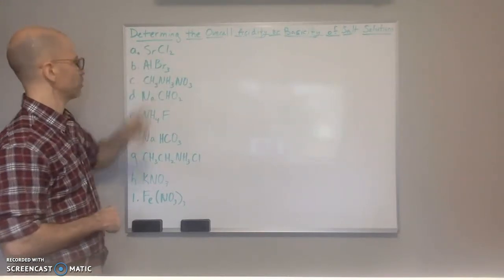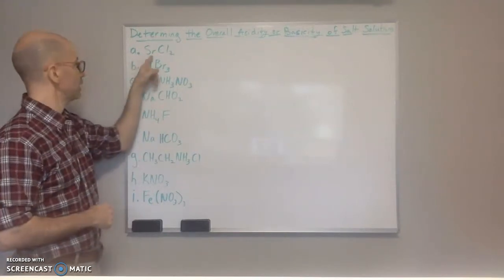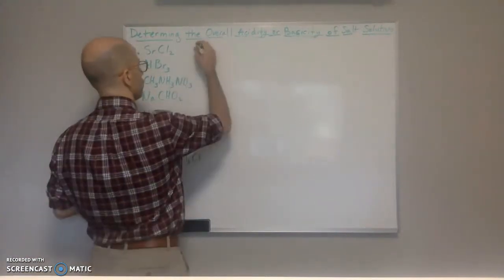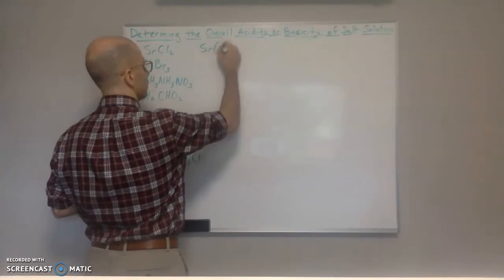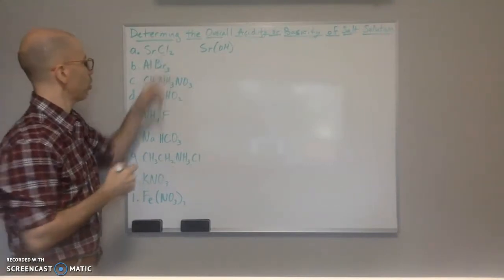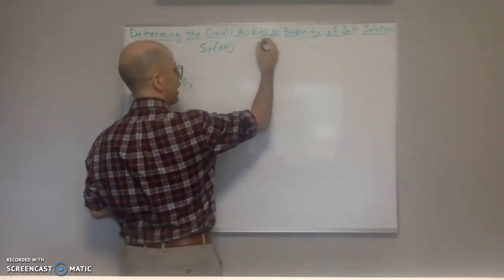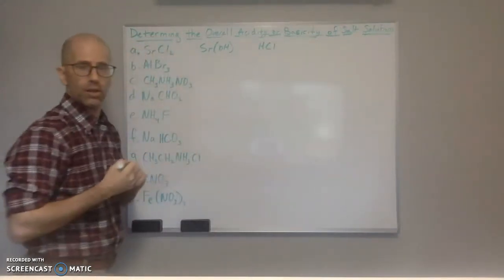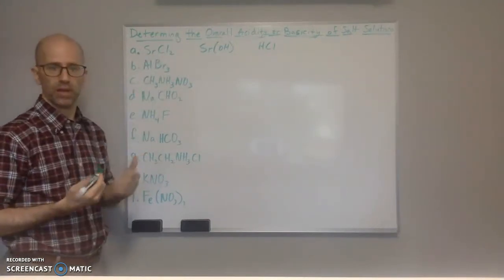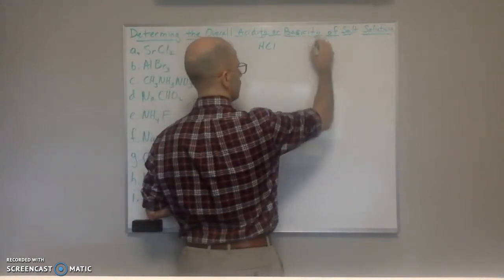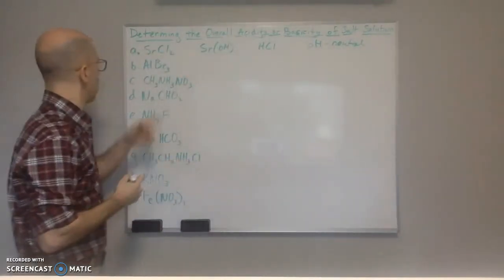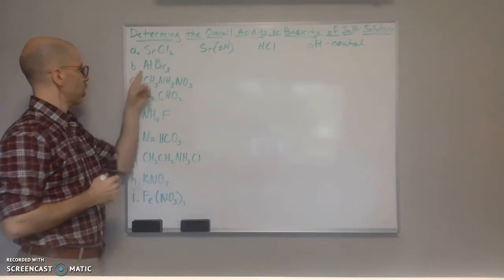So here we have strontium chloride. Strontium basically is the cation of a strong base. So your strong base would be strontium hydroxide. So strontium is going to be pH neutral. The chloride ion is the anion of a strong acid. So that's going to be pH neutral. So we would expect this salt to be pH neutral. So we would say pH neutral.